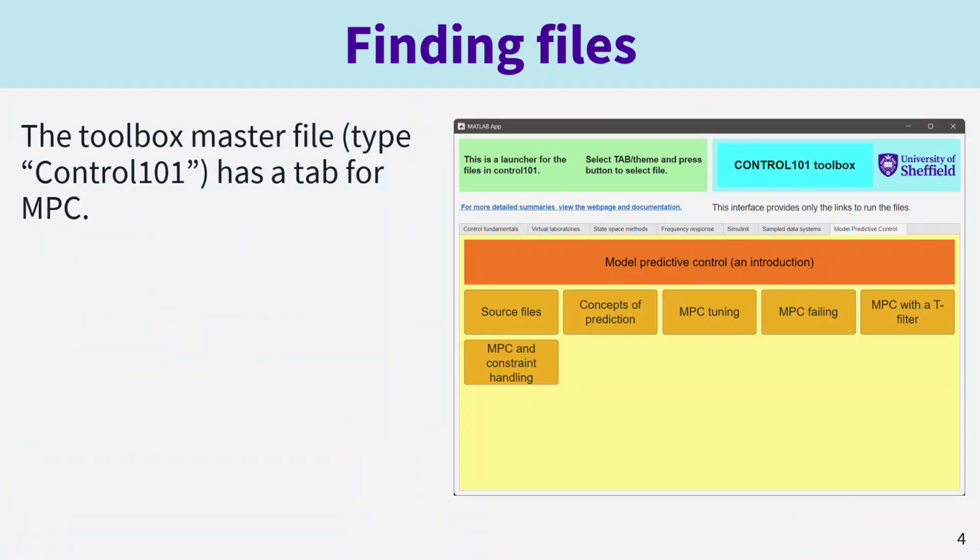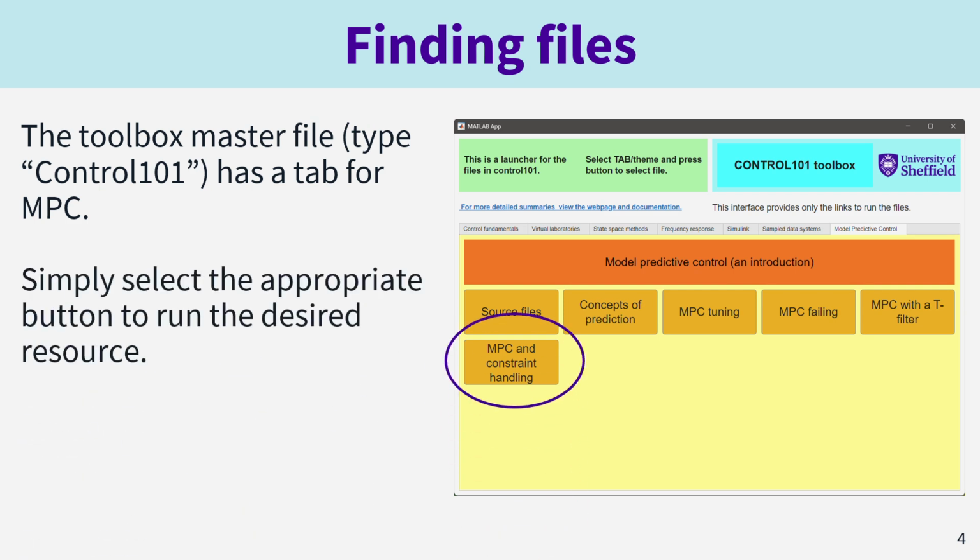How do you find the files then? Open the Control101 master file, go to the Predictive Control tab, and then you can see there's a button for MPC with constraint handling.